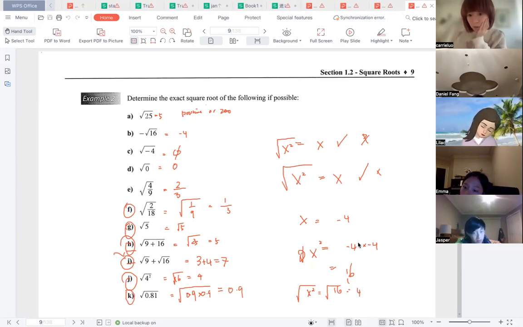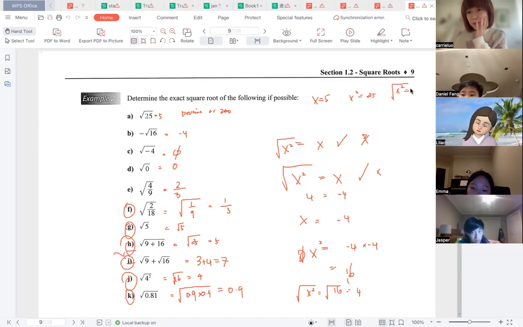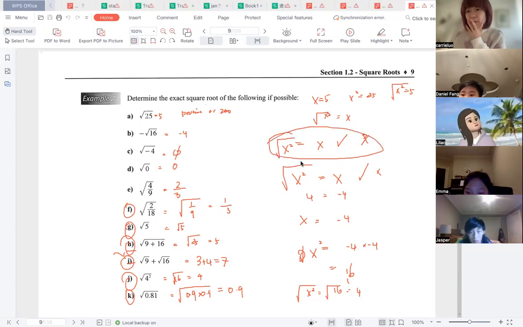So if your answer is the square root of x squared equals x, and x equals -4, then your answer will be 4 equals -4. Is it right or wrong, Emma? No, it is not right. Okay, but sometimes it could be right, when x equals 5. So x squared equals 25, the square root of x squared equals 5, so the square root of x squared does equal x. That means in a case like this, you cannot say it's thoroughly right or thoroughly wrong.